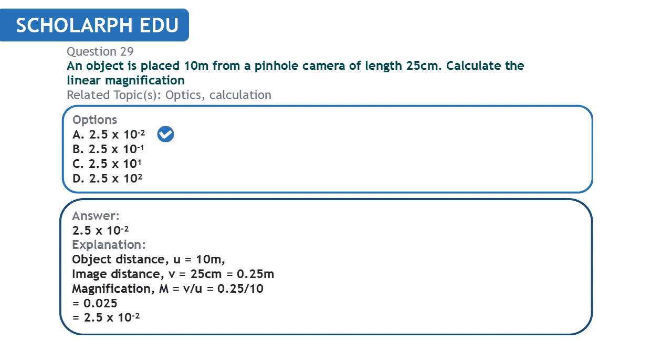So we are going to convert this to meter. To convert from centimeter to meter, we divide by 100. So this is going to be 25 divided by 100, and so we have 0.25 meter. Now we can use the formula for magnification. The magnification is equal to image distance over object distance. The image distance is 0.25, so we divide that by the object distance, which is 10. 0.25 divided by 10 will be 0.025. If you write this in standard form, this is going to be 2.5 times 10 raised to power.